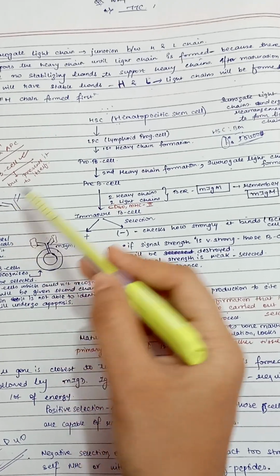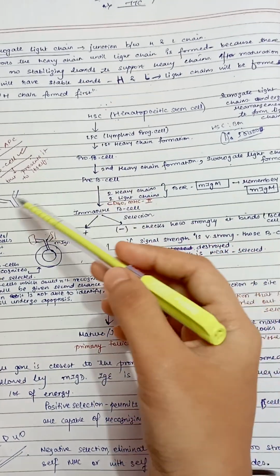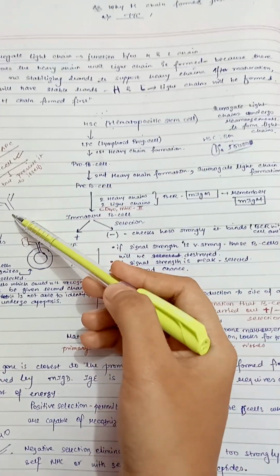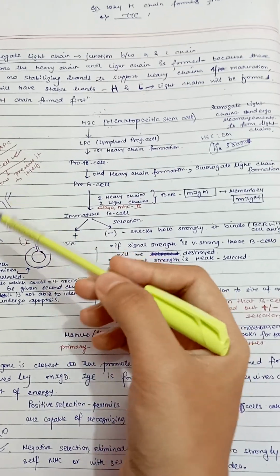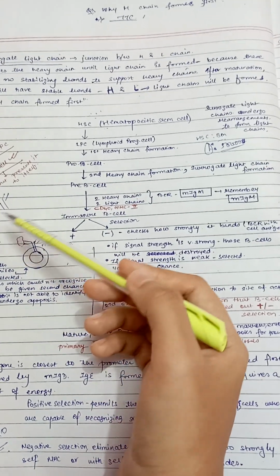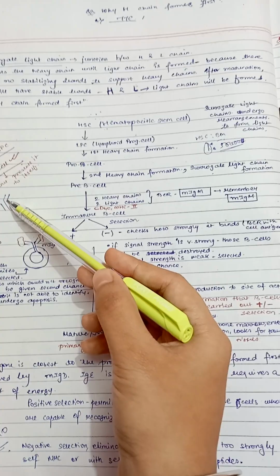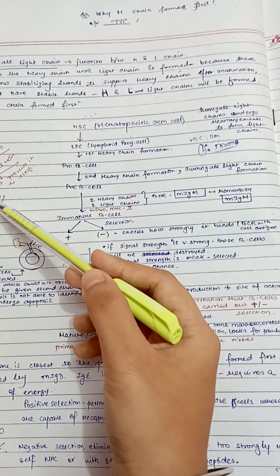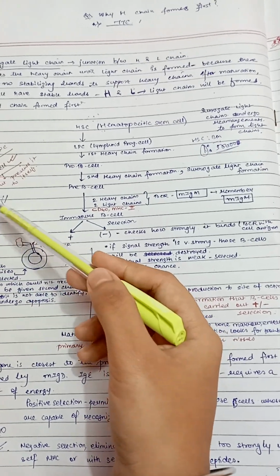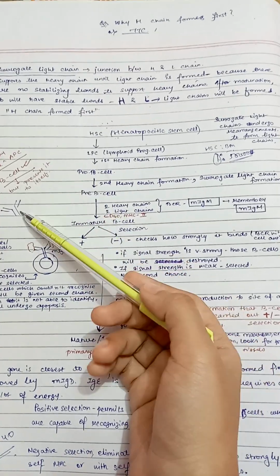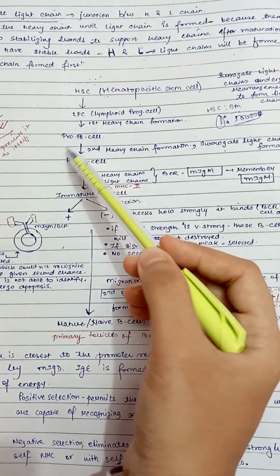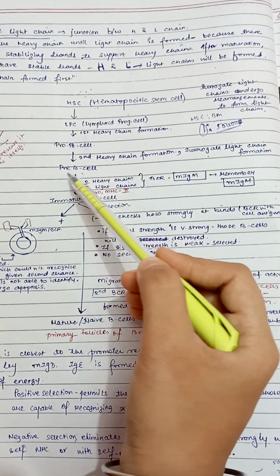In this step there will also be a production of surrogate light chains. Now what are surrogate light chains? Heavy chains are formed first, and the surrogate light chains act as the junction between the heavy and the light chains. They support the heavy chain until the light chain is formed, because there is no stabilizing bond to support the heavy chain. After maturation it will go through rearrangement, and the surrogate light chains are replaced by the light chains.